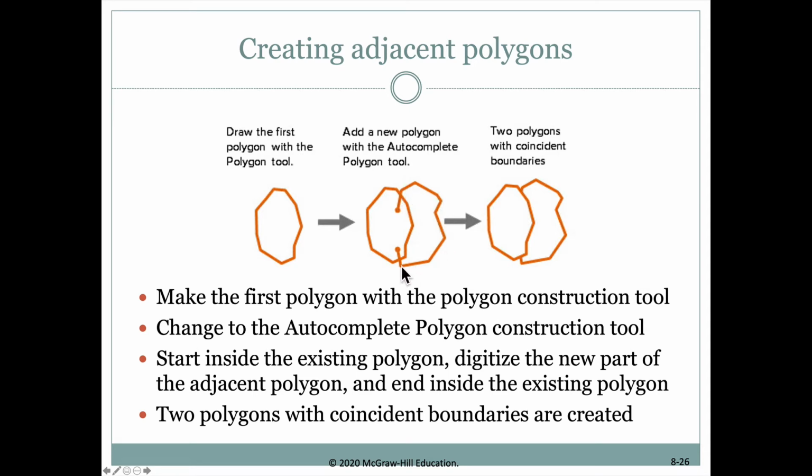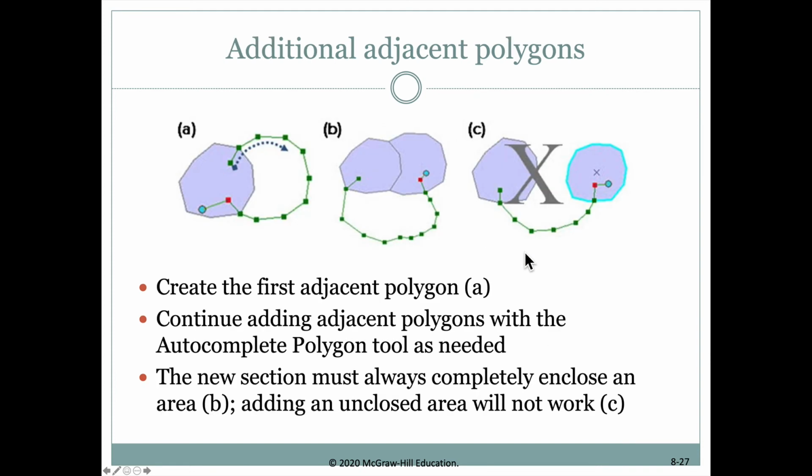Then you would draw the rest of this, and once again you would cross over exactly where that ends, and then your last vertex would be inside of that existing polygon. And then with this autocomplete polygon construction tool, it would actually know that you want to start and end this polygon at the edge of this other polygon, and it would put that on as a second polygon, and this would be the coincident boundary in between them. The topology would automatically be built.